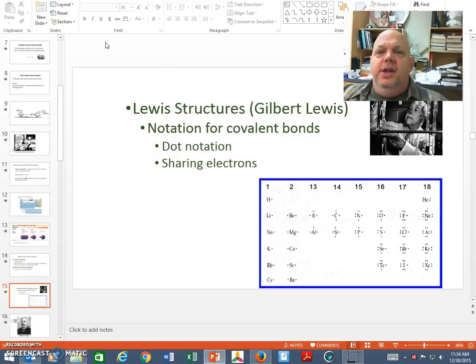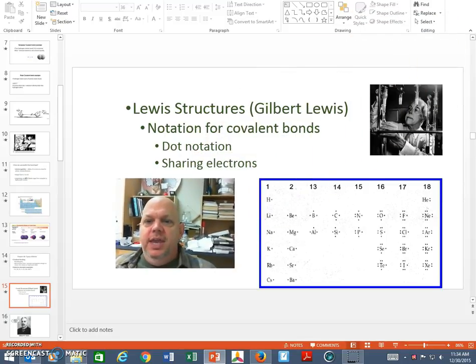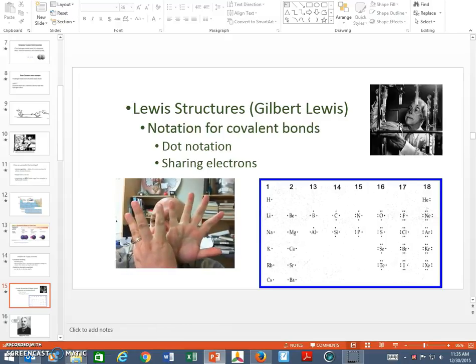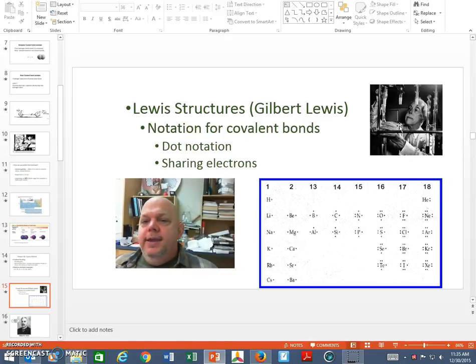Now we got to talk about dot structures. The guy was named Gilbert Lewis. He's the guy who actually came up with the electron dot diagram, and it's really useful to explain what's going on with covalent bonding. Because remember, the idea is you have dot notation. We talked a little bit about that in the last chapter. Minimum 1 dot, maximum 8 dots, and if you look here, there's a chart that reminds you how many dots each atom has to start with. Now, those dots represent valence electrons, right?